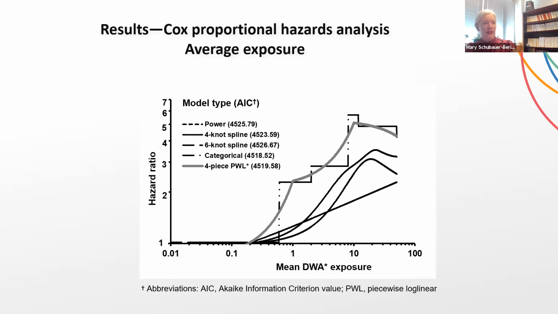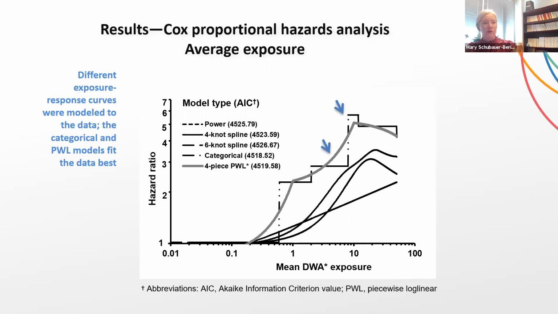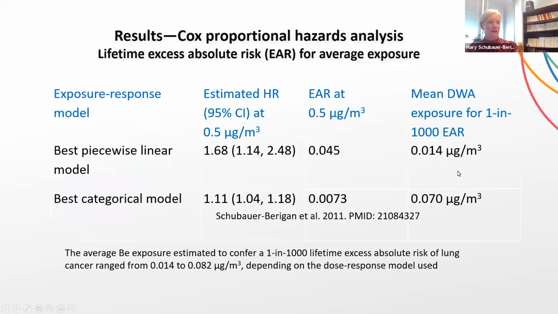When we use quantitative modeling, we found that different exposure response curves fit the data better. So categorical and piecewise log linear model, both shown here, actually provided the best fit to the data, but you see there's this unusual plateauing of risk at the highest exposure level. That's a common pattern that we see in occupational cohort studies.